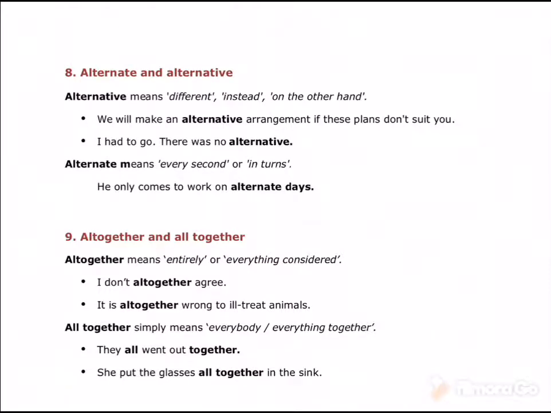On the other hand, we use all together, by splitting, to mean everybody or everything together. So in my family, all members went together. That means here I am telling how many members are in my family: all the members went together somewhere to enjoy.